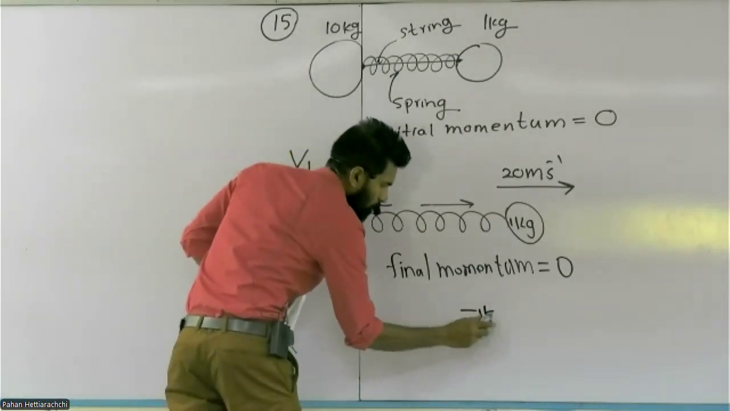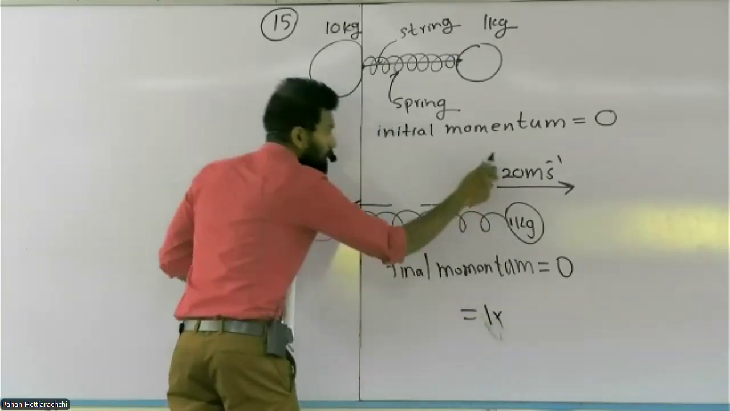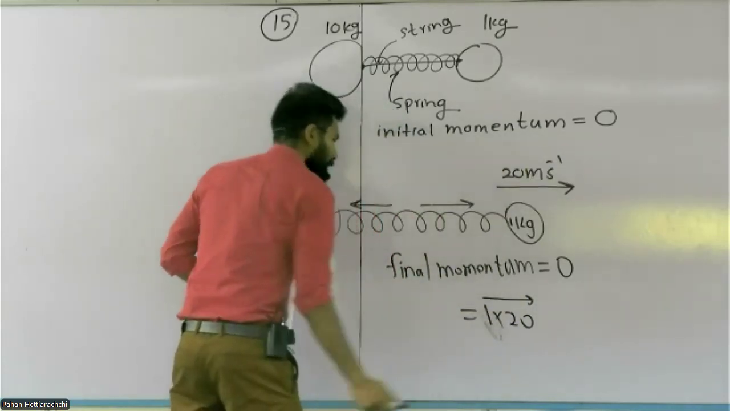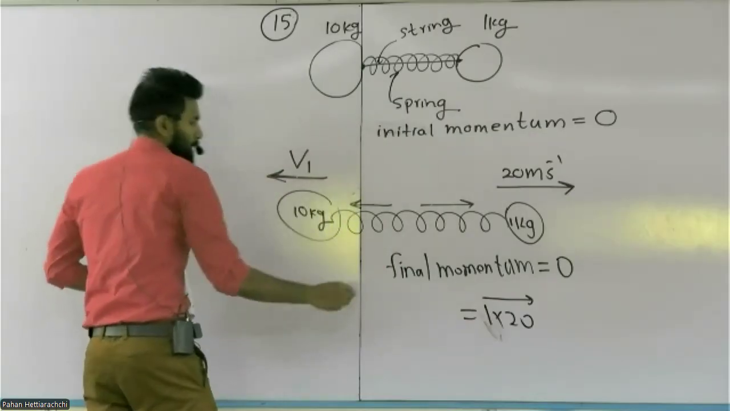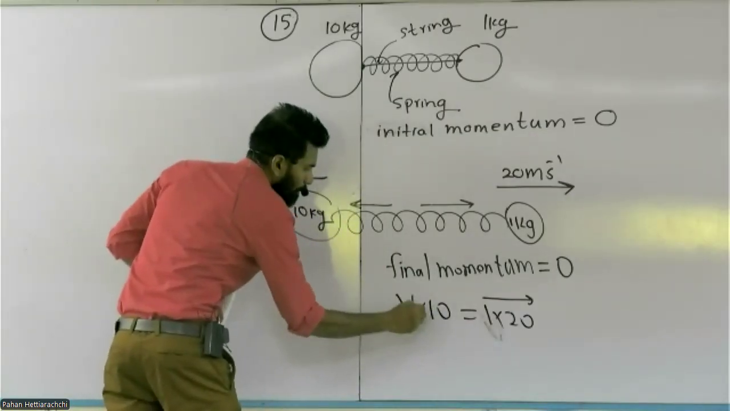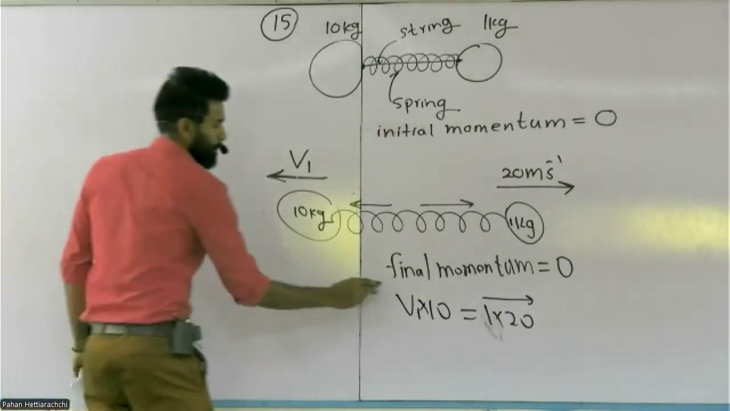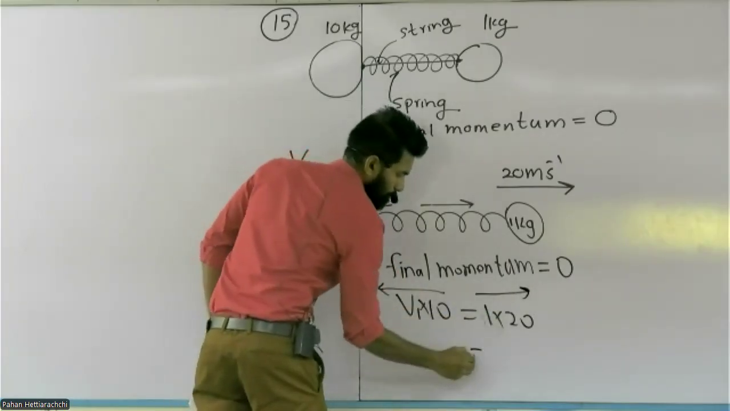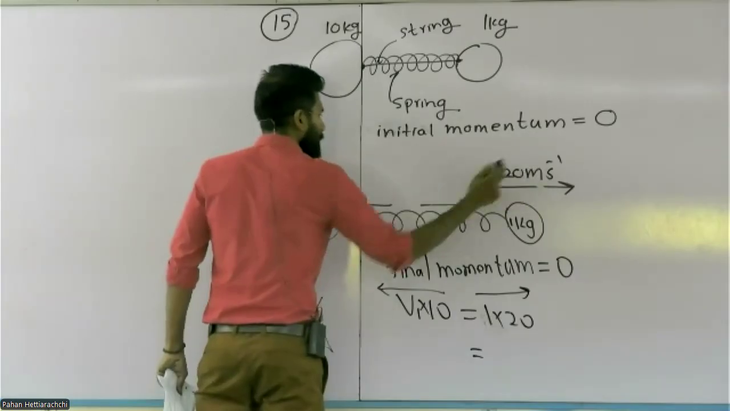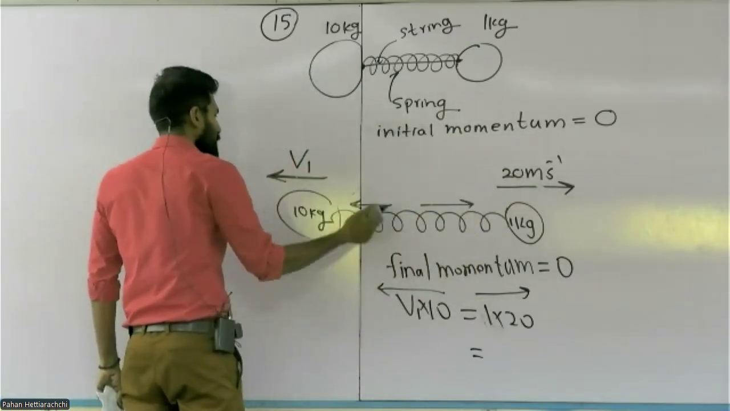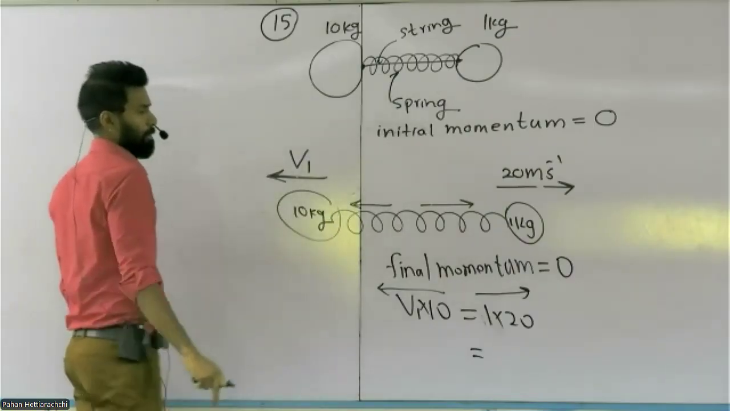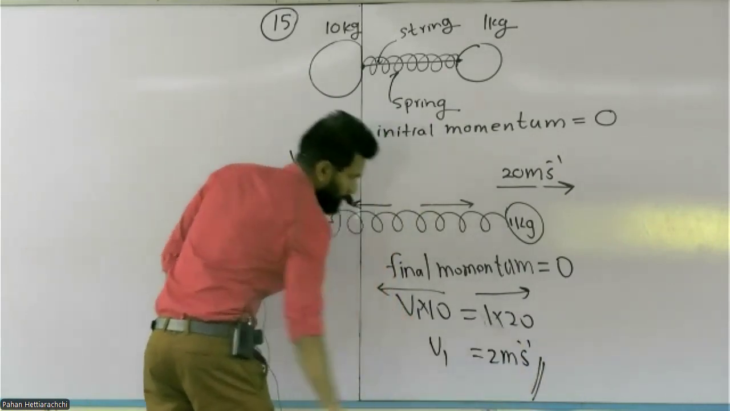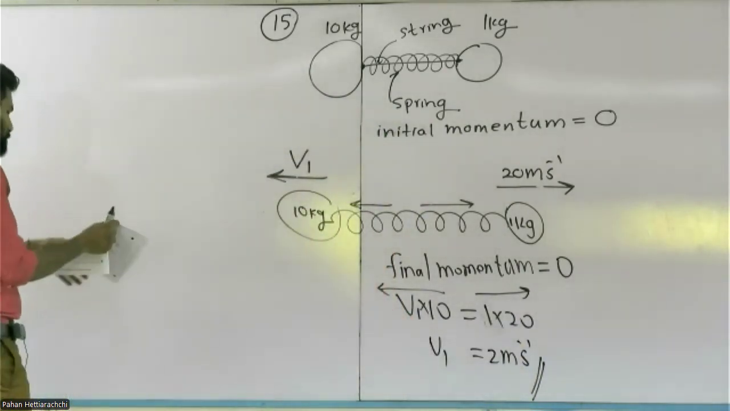So the 1 kg will move with velocity 20 in this direction, giving a 1 into 20 momentum. It should be cancelled with the other momentum, 10 into v1. The momentum to the right side should cancel with the momentum to the left side. Then v1 is equal to 2 meters per second.